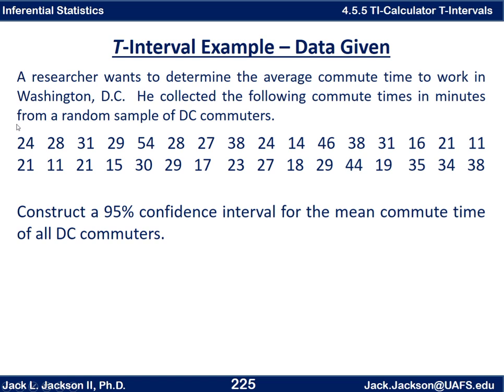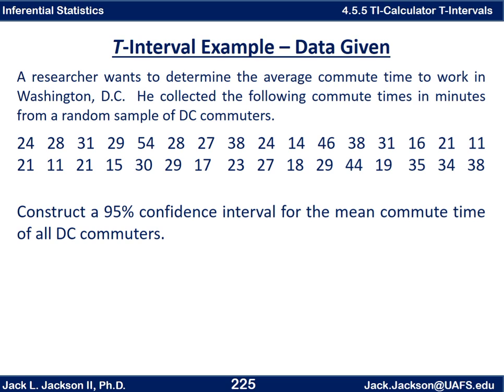This is actually the same example that we looked at in the last video. A researcher wants to determine the average commute time to work in Washington, D.C. He collected the following commute times in minutes from a random sample of all D.C. commuters, and we were asked to construct a 95% confidence interval for the mean commute time of all D.C. commuters using this data. In the last video, we worked out all of the details using calculator technology to do things like inverse t, add, subtract, multiply, divide, and square roots, but we did not use the built-in t-interval application, and that's what we're going to do here.